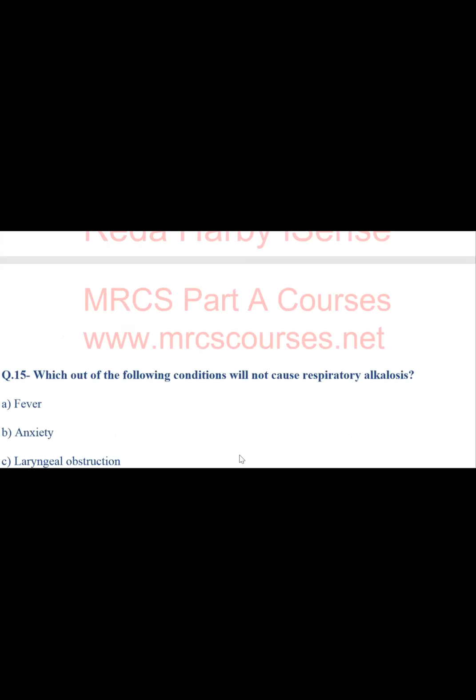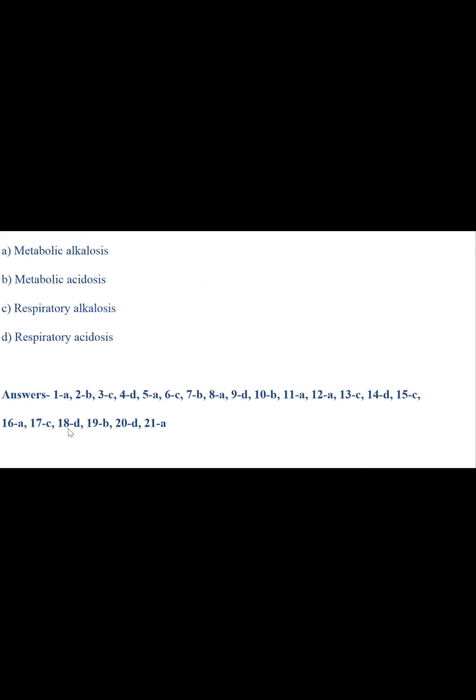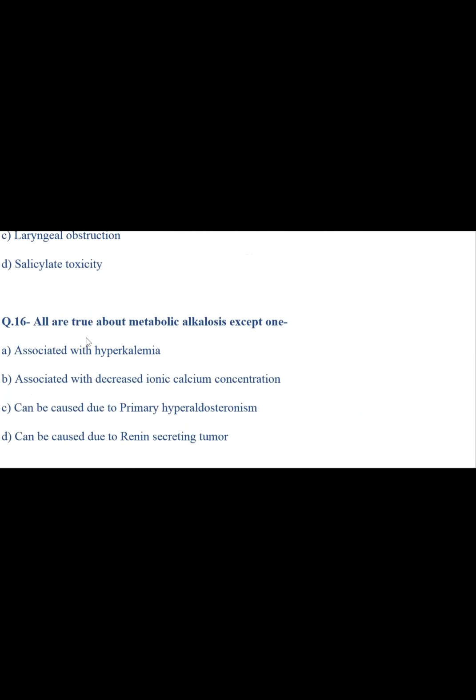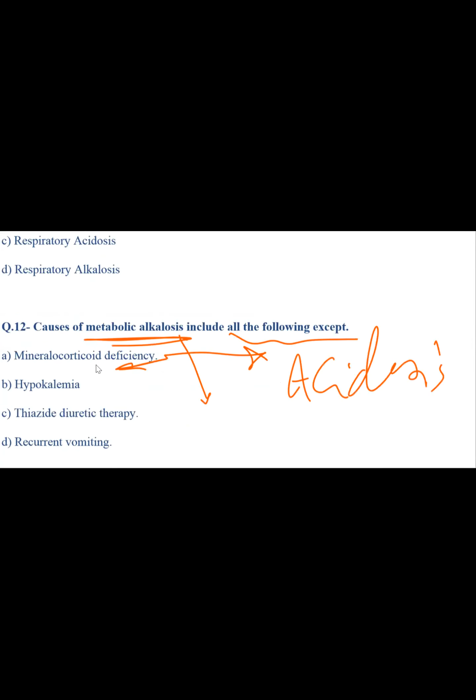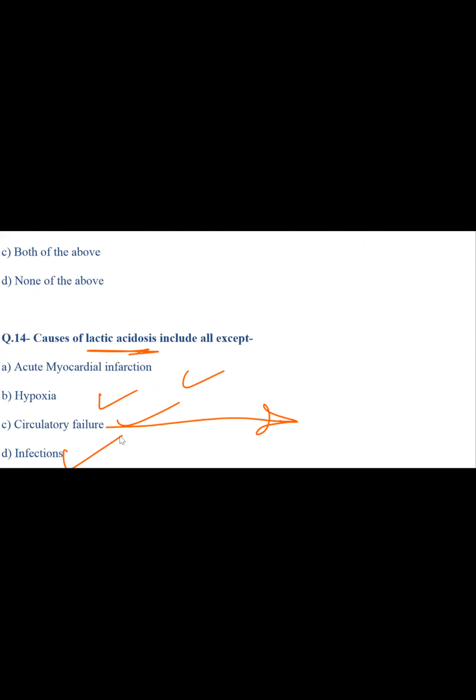Let's check. Question number 14 is what? D. Question number 14 is D. So you have the answers. Infections, but infections, this is sepsis and cause type B also. I don't think this is correct because it causes infections. Yes, it causes lactic acidosis, septic.